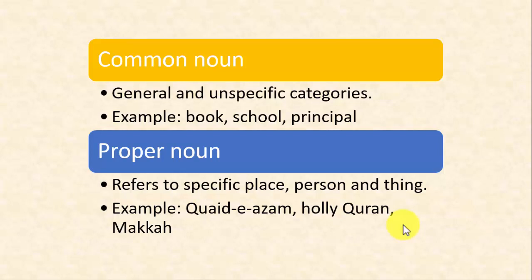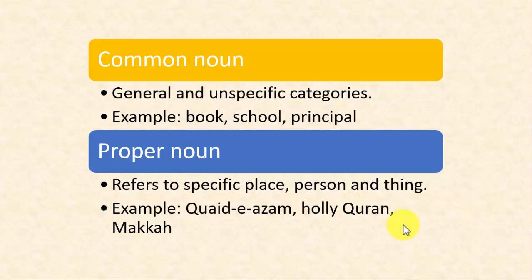First is common noun and proper noun. They are discussed as vice versa. Common noun is the contrast of the proper noun. Common noun is known as the general and unspecific category of the noun. If I say this is a book, then we don't know which type of book it is. It can be of different genres, different types, like poetry book, story book, or holy book. So there are different kinds of books. We don't know which type of book this is.